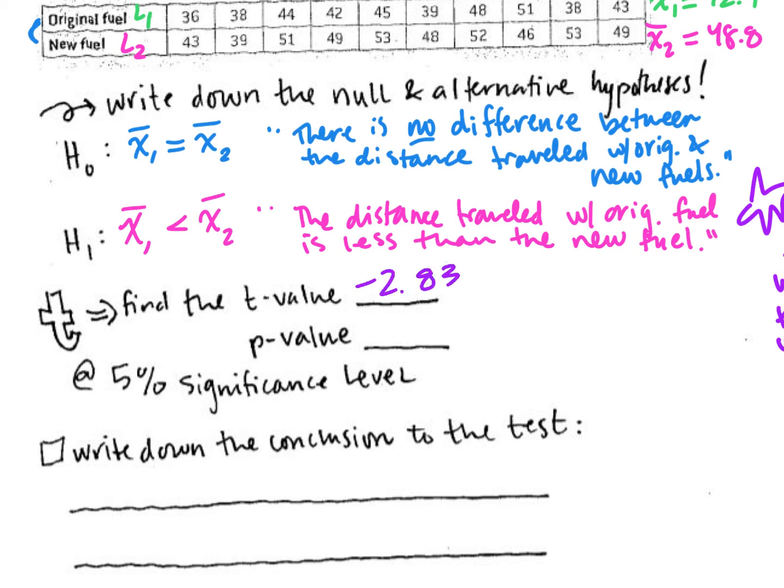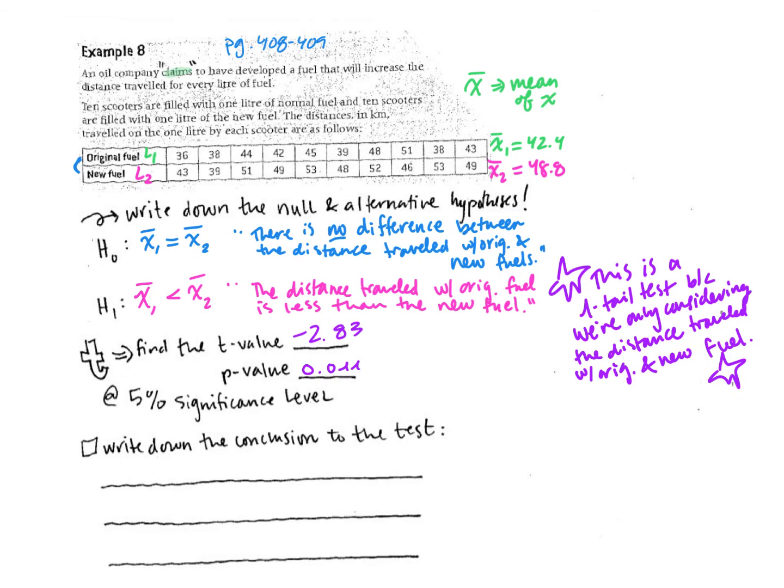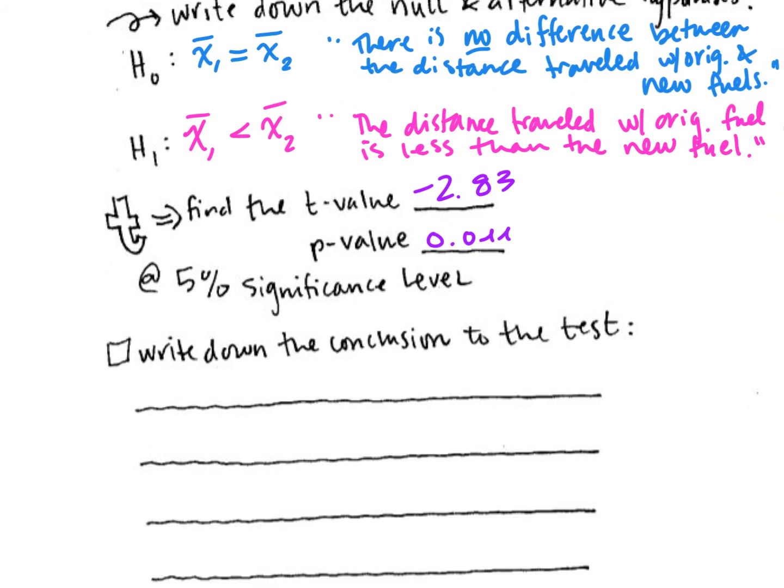So you get negative 2.83. And then I think in the book it said a different p-value, but I checked and double checked, and either way it works. So just heads up on that. So you get negative 2.83 and you get 0.011. We're running this test at the 5% significance level. So remember that that's 0.05. Okay, so we're going to use p to accept or reject.